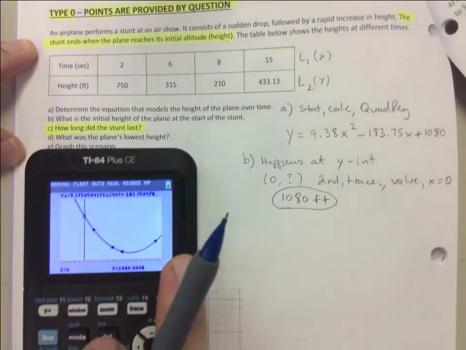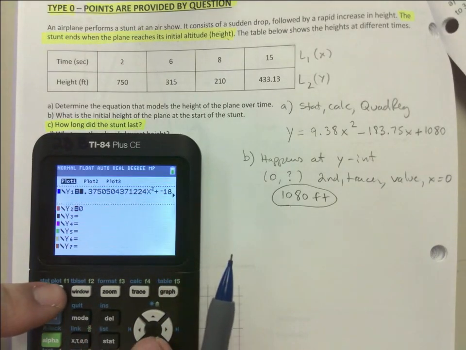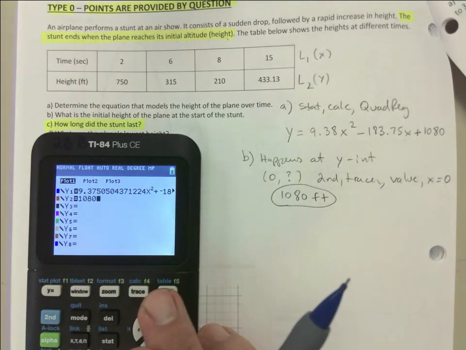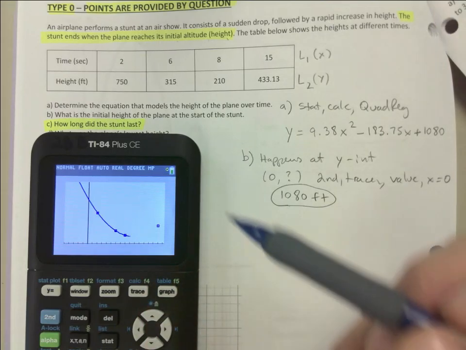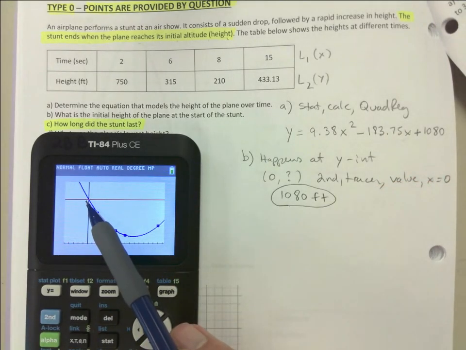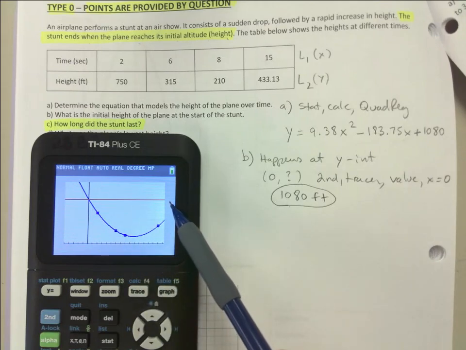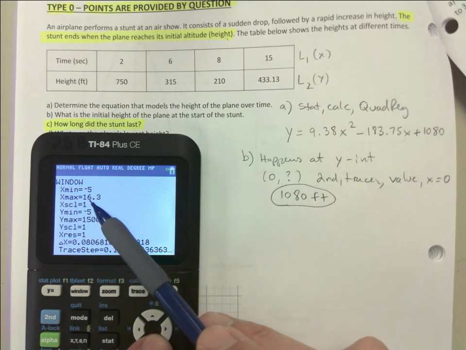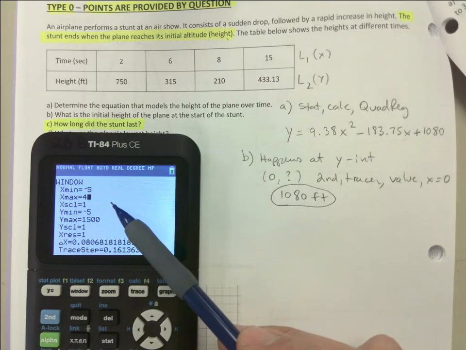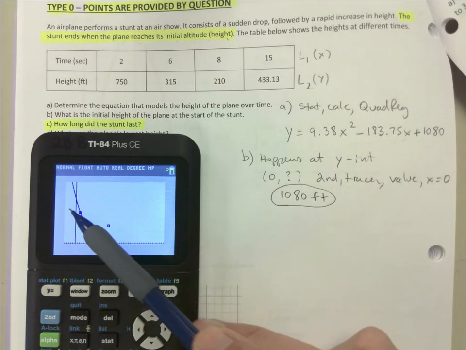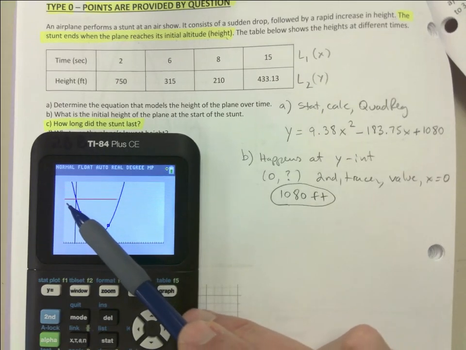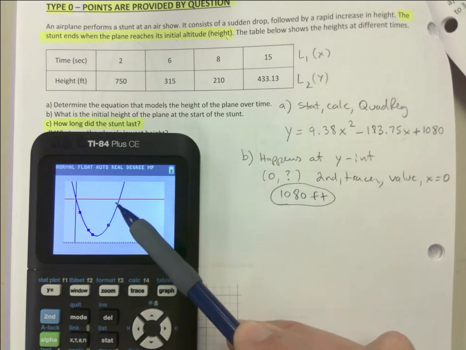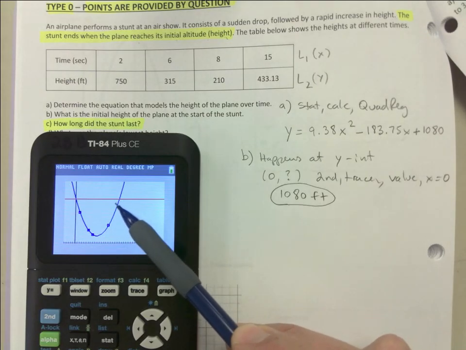Okay. So what I'm going to do is I'm going to go y equals. I'm going to let y2 equal 1080. And so I know it starts there and it ends when it gets back to that height. For me to see it, I need to change my window a little bit. I'm going to change my x max to, let's say 40. Let's see if that works. There we go. And there. So the stunt starts at 1080, drops, goes back to 1080. So we know it ends right there.